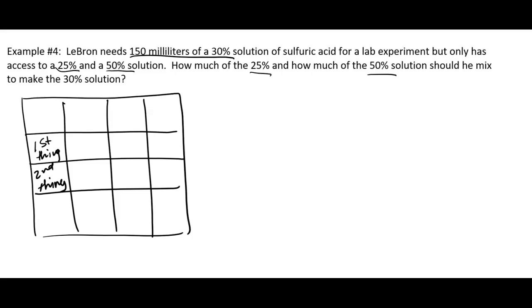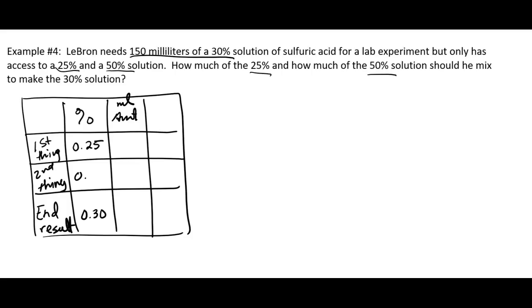So each solution has a percentage and also an amount. I usually put amount here, but in our case it's going to be milliliters, so we can put mL there. And then in the end, I put the end result down here. So he's going to take a 25% solution and a 50% solution, mix them together, and in the end he's going to get a 30% solution. Instead of writing 30%, I'm going to write it as a decimal, so 0.3.